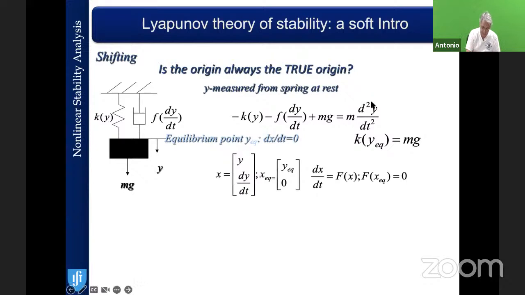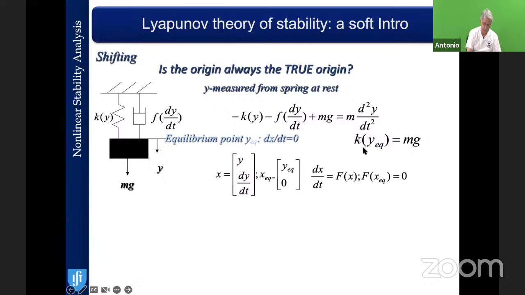So it goes to a point where the restoring force due to the spring compensates the pull of gravity. All right. So here is a situation where the equilibrium point is not zero. In fact, the equilibrium point that consists of position and velocity is y equilibrium and zero.